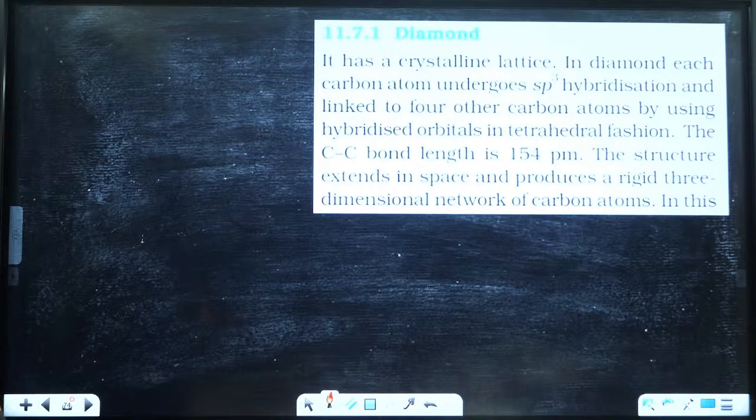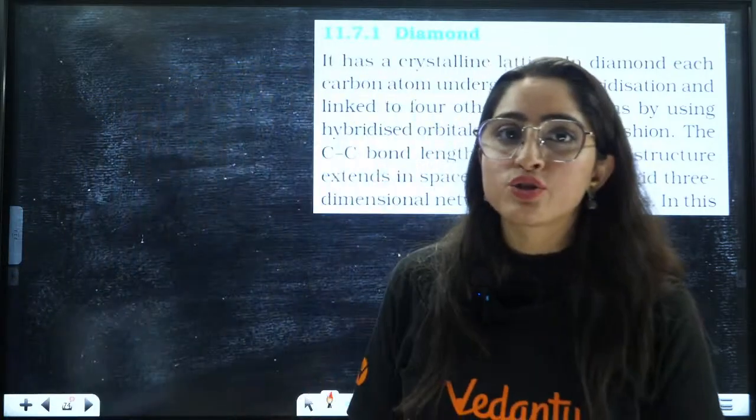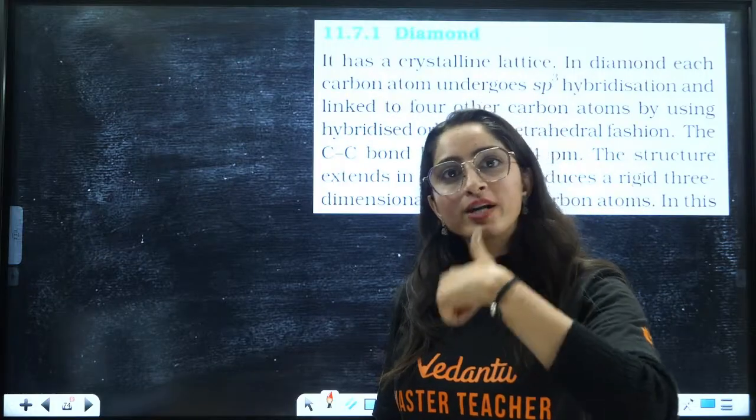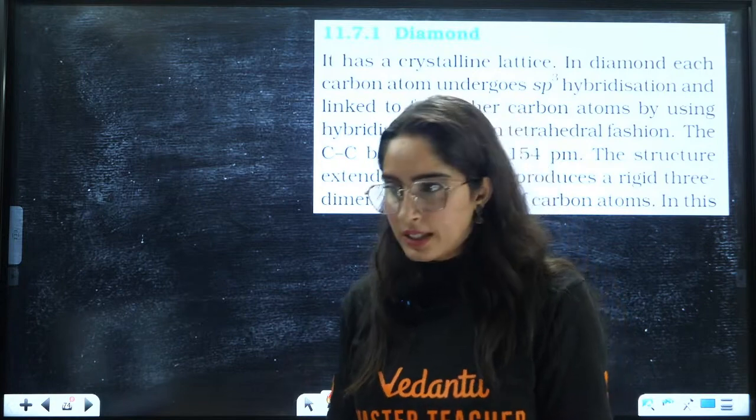Carbon's number of bonds, can you tell me why? Because of its property of catenation, it is tetrahedral, right? So that is why it is observed that it can form bonds with itself only, right? To complete the tetravalency, right?